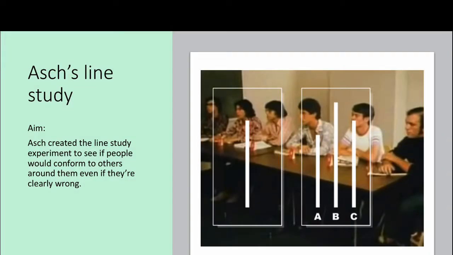Aim. Asch created the line study experiment to see if people would conform to others around them, even if they were clearly wrong.